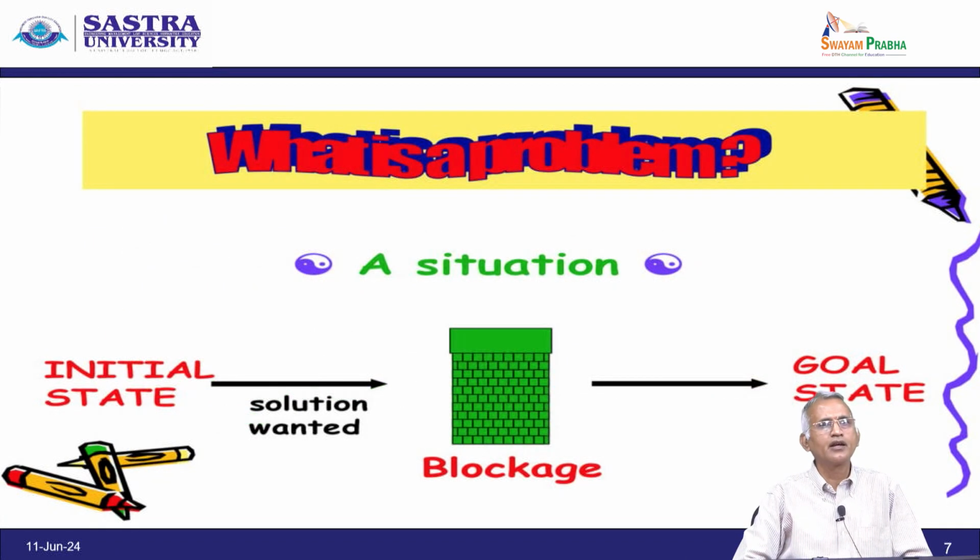Now, take what is a problem. For the problem we first require a state, the initial state, and we design what the solution to the problem is, that is the solution wanted. But regarding the objective, you have to try to understand the situation. When you could not understand, a blockage came. Based on the blockage you have to analyze the algorithm and find the goal state. So, this is what a problem is.